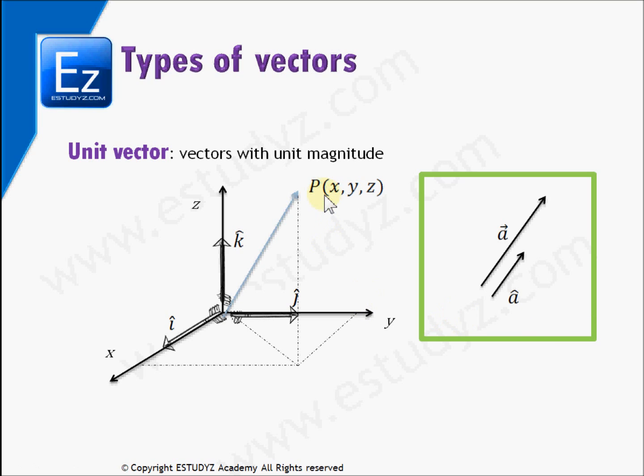If we have a point P, OP is the position vector of this point. Now OP is also equal to xi plus yj plus zk. This is the unit vector notation of the OP vector.